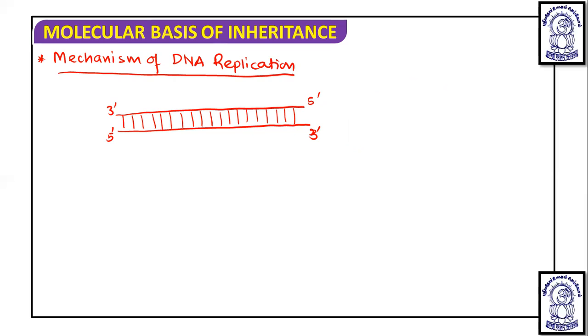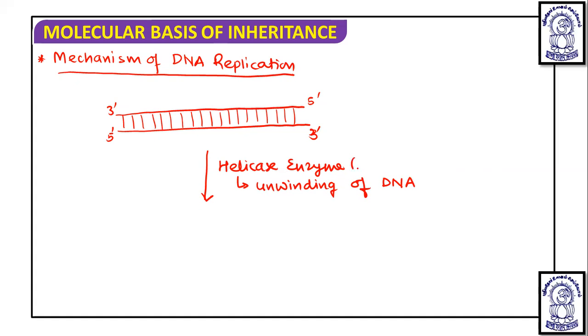So when both are going to act as template strands, first the double helical parental DNA molecule is acted on by the helicase enzyme, which is known as DNA helicase. This helicase causes unwinding of DNA, and it is ATP dependent.